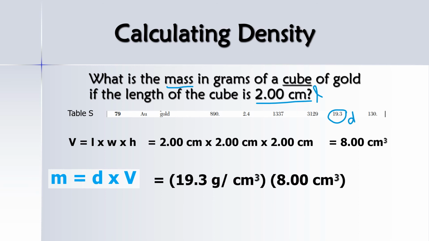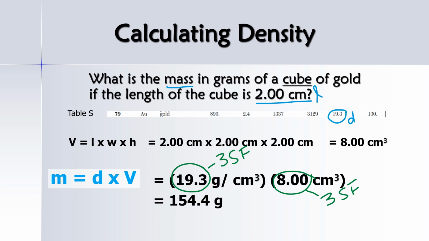We can just go ahead and plug that into the equation, do the math, and this is the answer that we get. Now the last thing here is we want to make sure we have the correct number of sig figs. In the first number, 19.3, we've got 3 sig figs. In the second number, 8.00, once again, we've got 3 sig figs. That's exactly how many sig figs we want in our answer. So we'll keep the 1, we'll keep the 5, we'll keep the 4, and we can get rid of the 0.4. So the answer will be 154 grams.